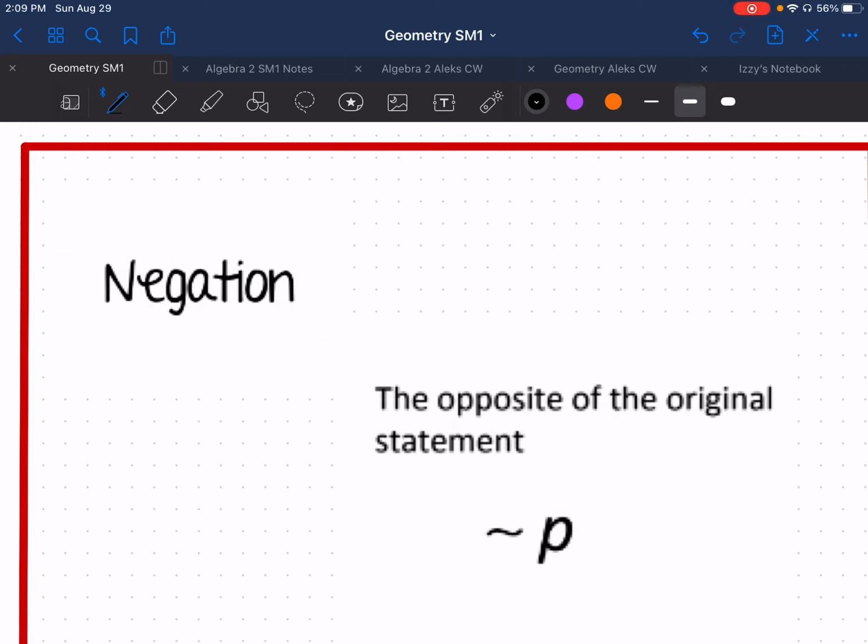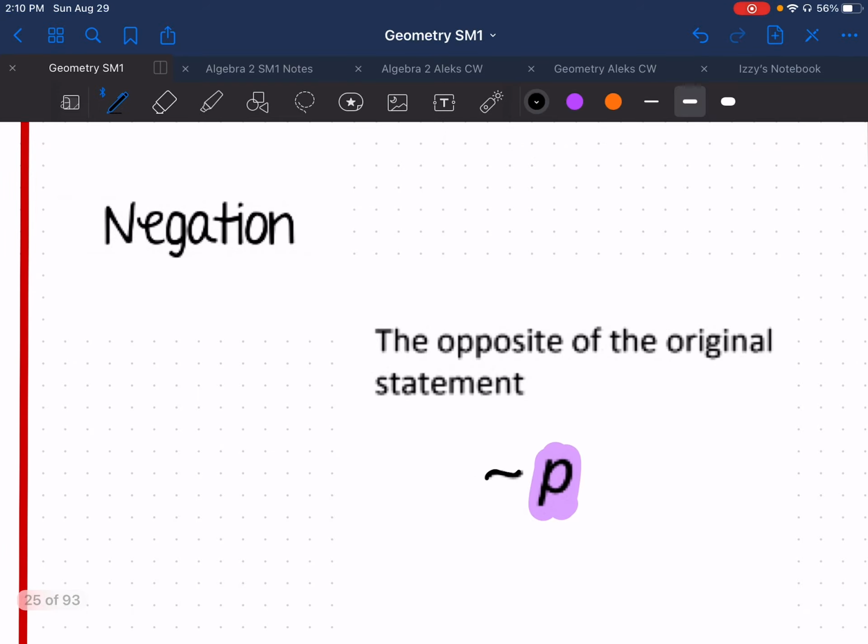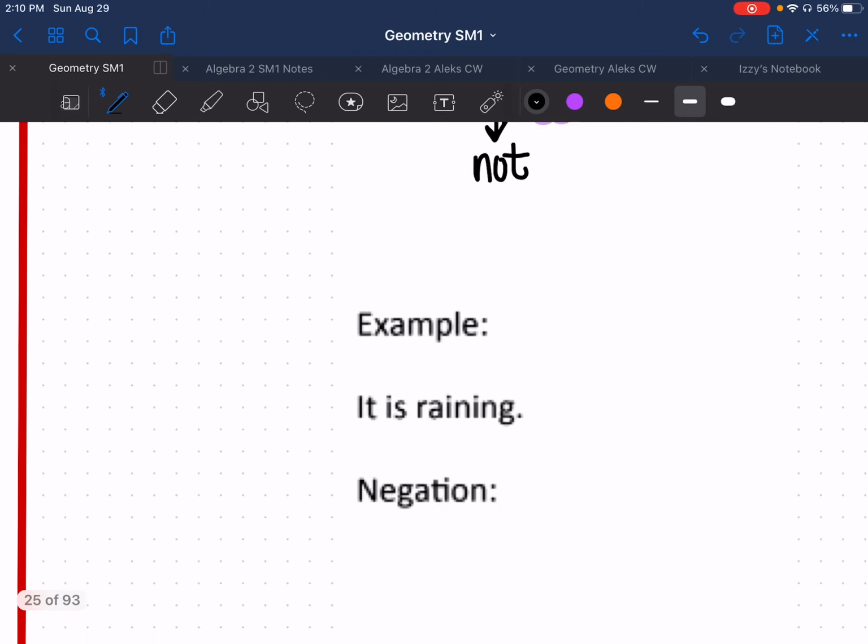What does it mean to negate something? And we're going to do this before we talk about the next type of conditional statement. So when we talk about negating something, we're talking about doing the opposite of the original statement. So here's my original statement, and we're using the letter P, which is our hypothesis. That's why I highlighted it in purple. But notice this symbol right here. Let me darken it in. This symbol right here simply means that I'm going to add the word not P, okay?